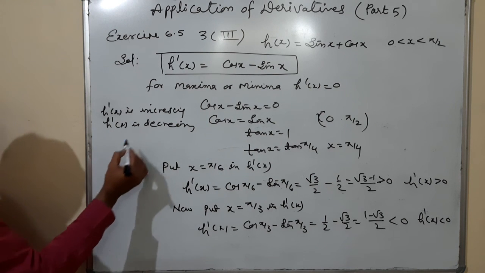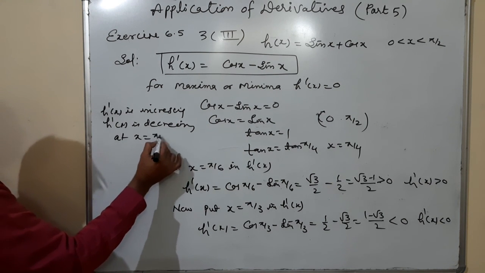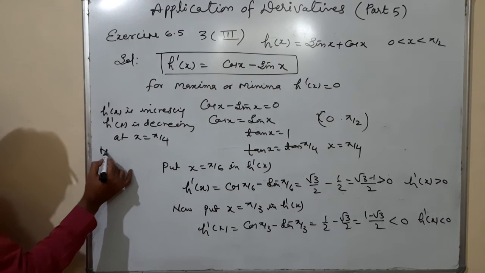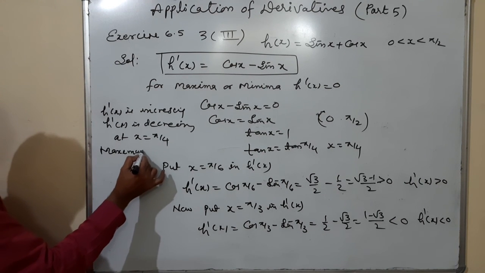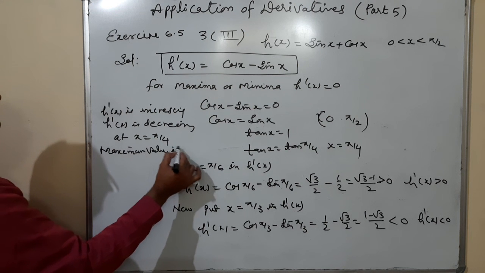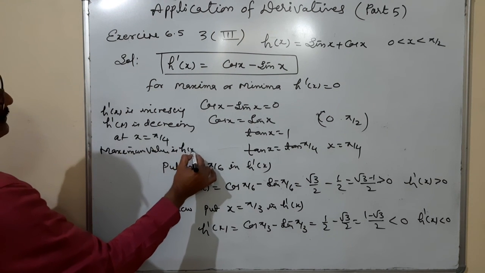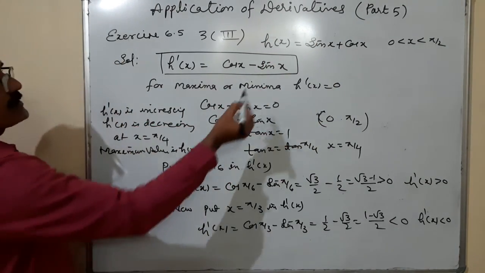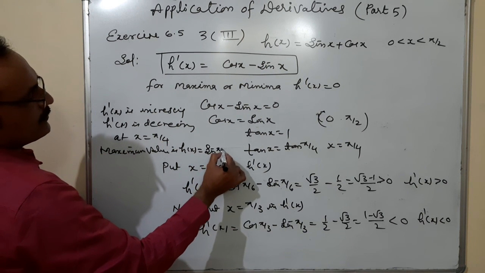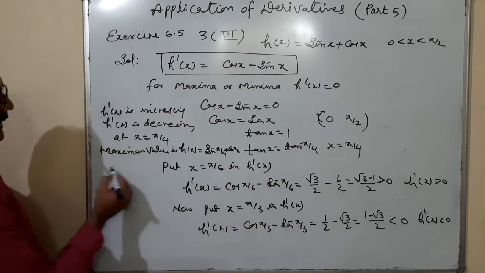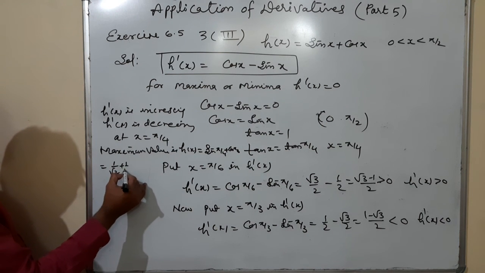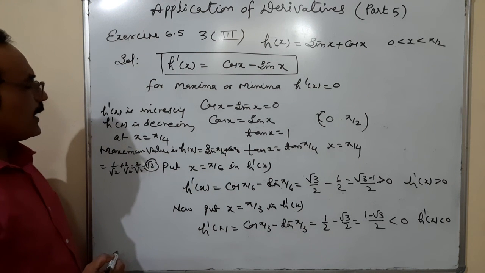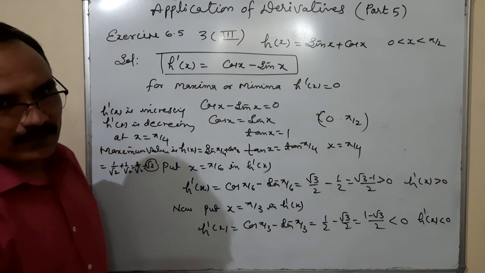And what does it mean? At x is equal to pi by 4, there is a maximum value. Here we have to put the value in the function, maximum value at pi by 4. So sin pi by 4 plus cos pi by 4. Sin pi by 4 is 1 upon root 2, plus 1 upon root 2. So 2 upon root 2, that is root 2. So what is the answer? At x is equal to pi by 4, the maximum value is root 2. Okay.